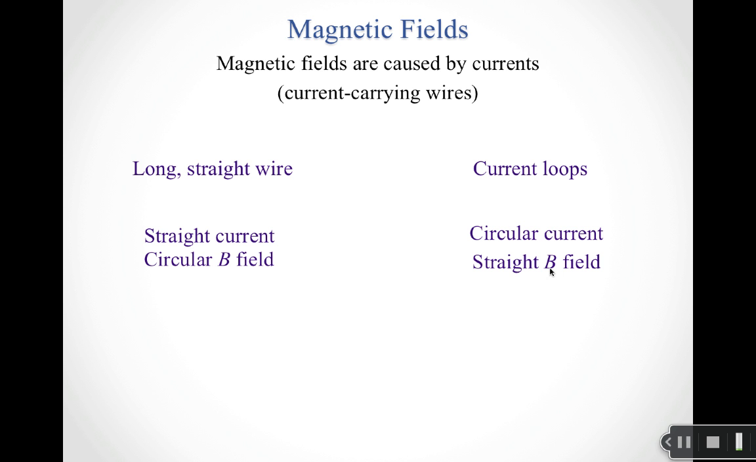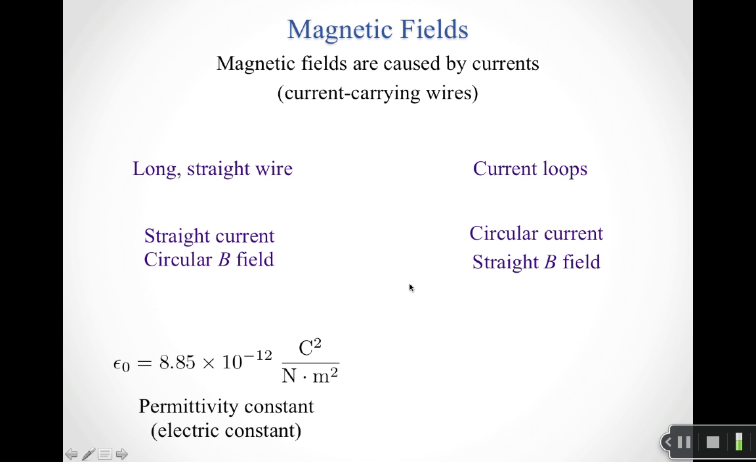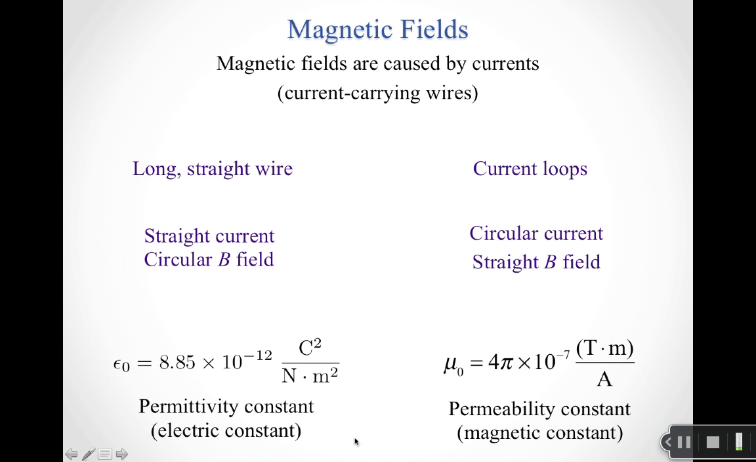The other thing that we need to do here is introduce a new universal constant. Up until now, we've seen epsilon naught, 8.85 times 10 to the minus 12 coulomb squared per newton meter squared. This is called the permittivity constant, also known as the electric constant. What we're going to add is a new one, mu naught. It's 4 pi times 10 to the minus 7 tesla meters per amp. This is called the permeability constant, and it's also known as the magnetic constant.